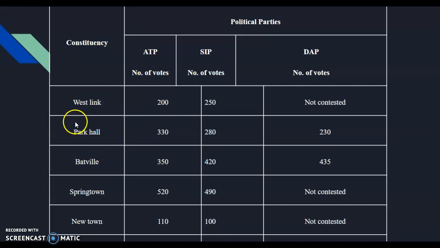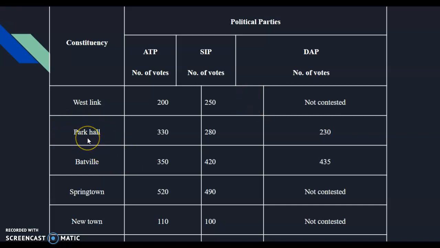Now, let us look at the votes. We say that in a first past the post system, persons vote for candidates. So we have three political parties. And in Westlink, the candidate for ATP got 200 votes. SIP, the candidate got 250 votes. Who would win? Which party would have won this seat? If you said SIP, you are correct with 250 votes. So they would not get 250 seats, but they would get one seat in parliament. So far, SIP has one seat.